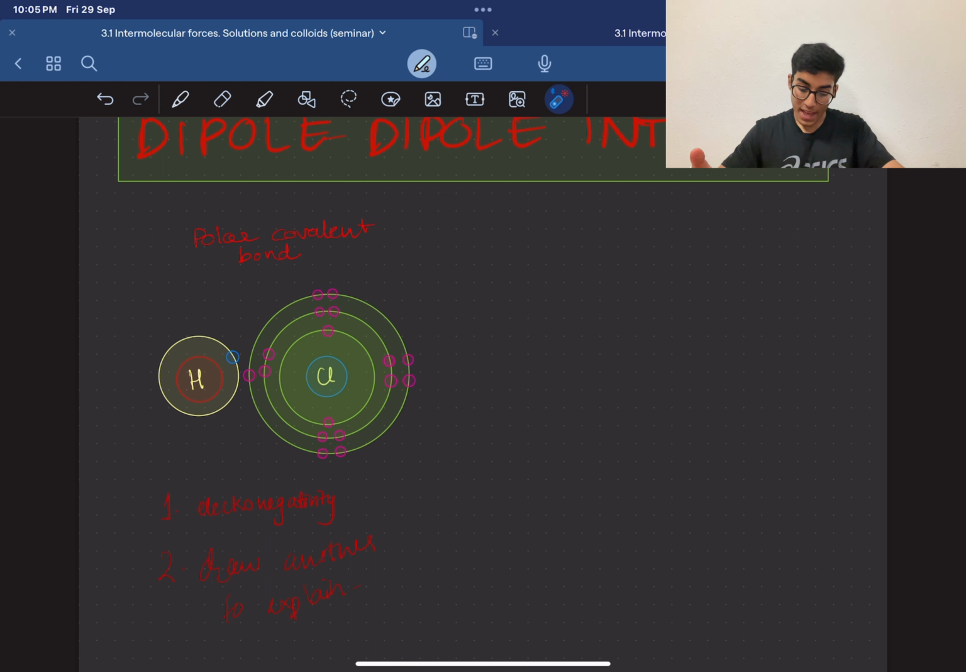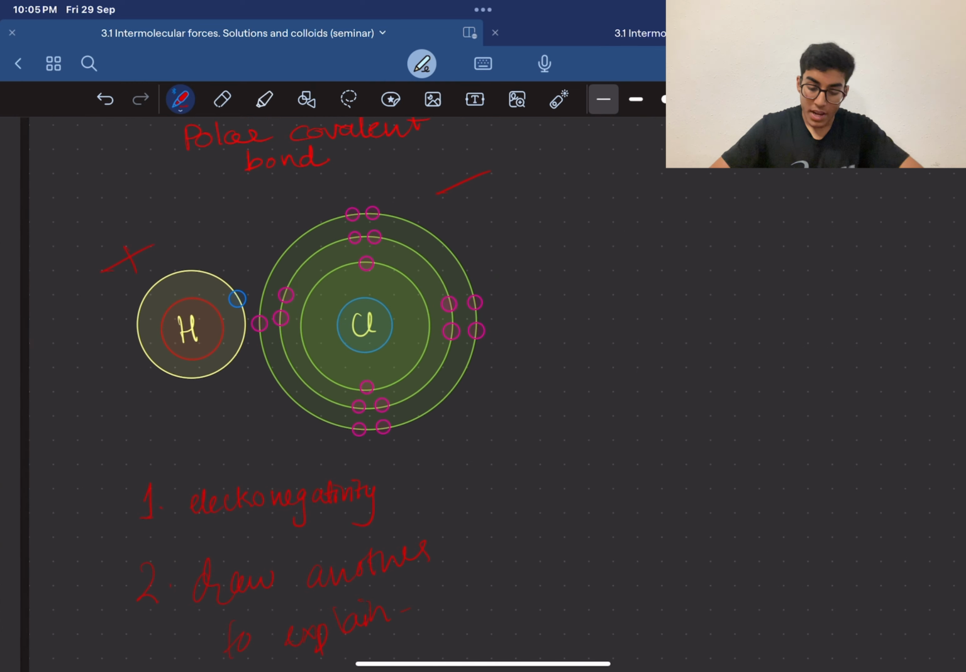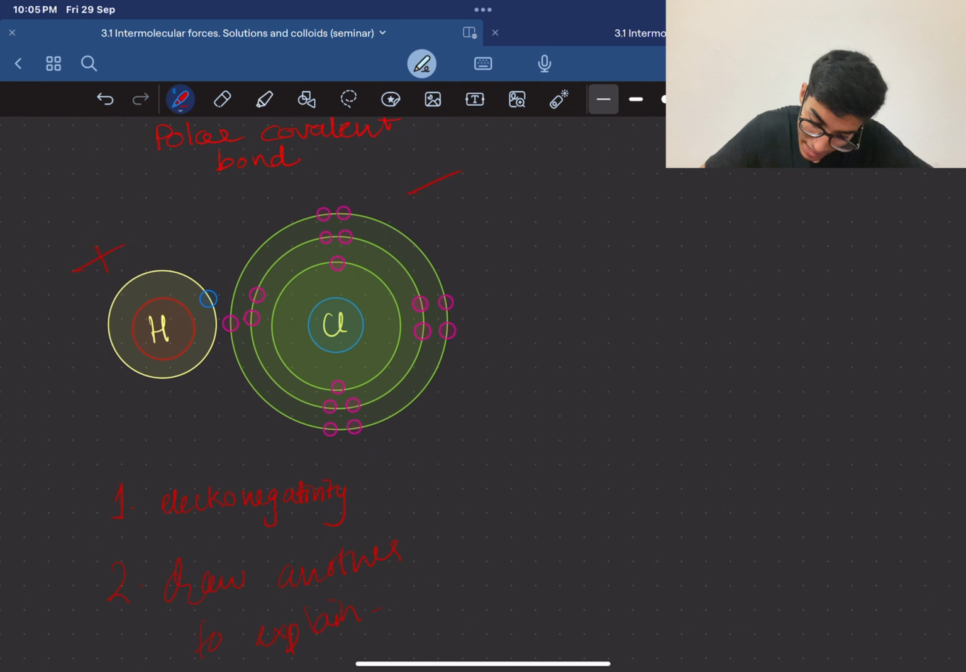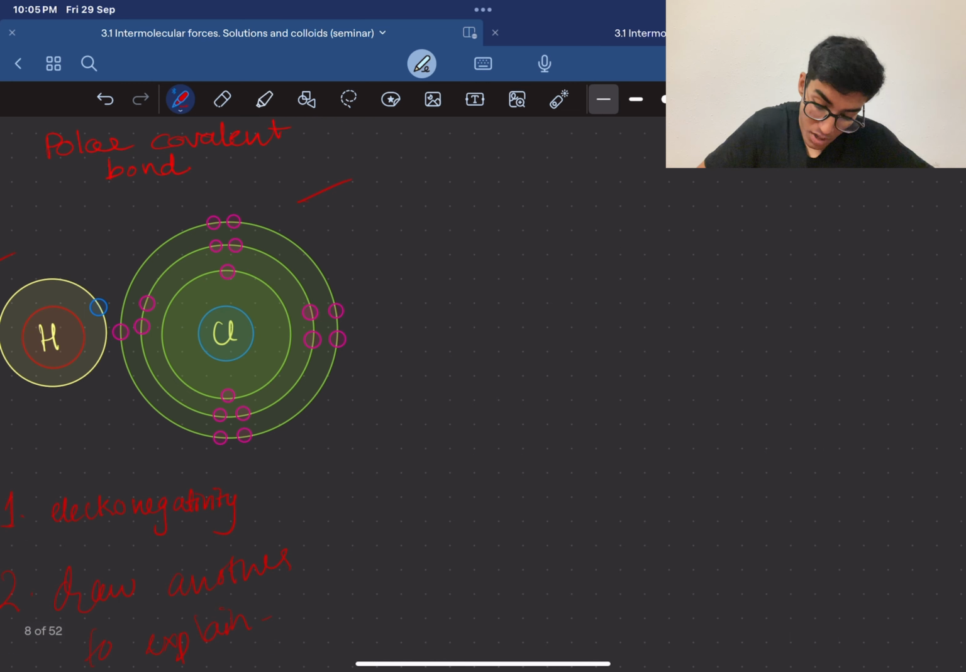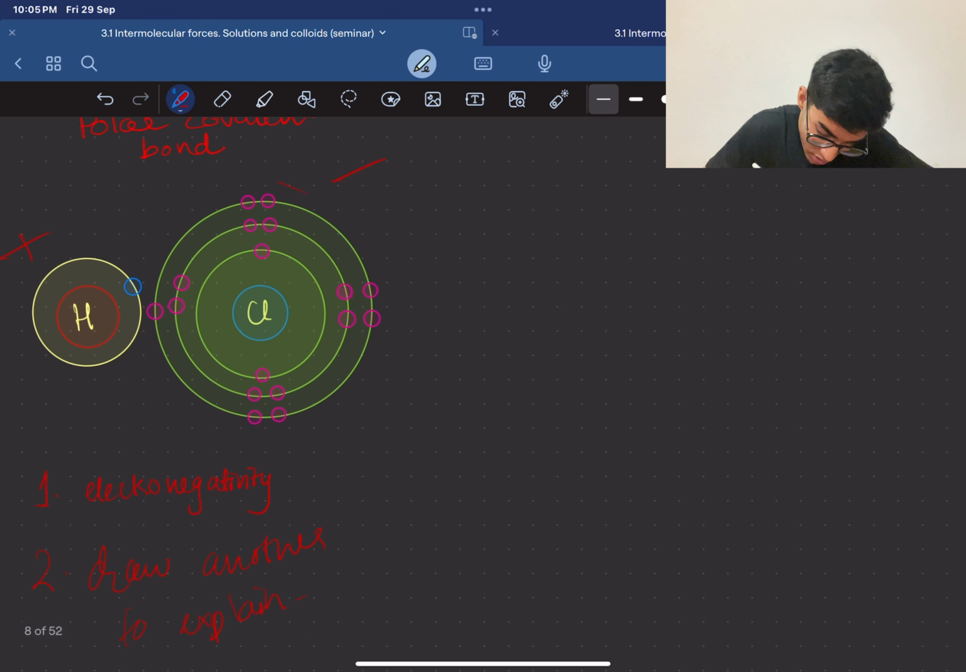Now this has a plus charge, minus charge. Now let's take the same thing again, because we're talking about intermolecular, not intra. What I just explained, polar covalent bonds, is intramolecular forces. We're talking about inter here. So let's just do that.